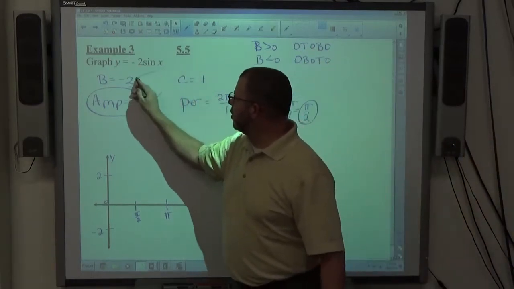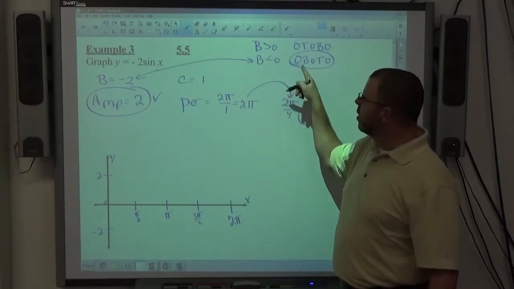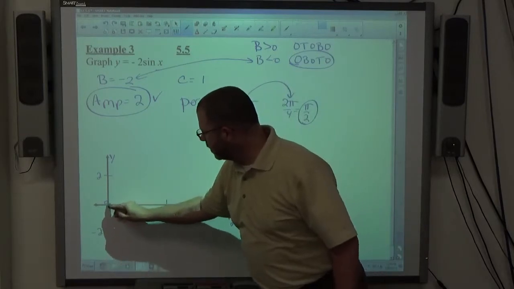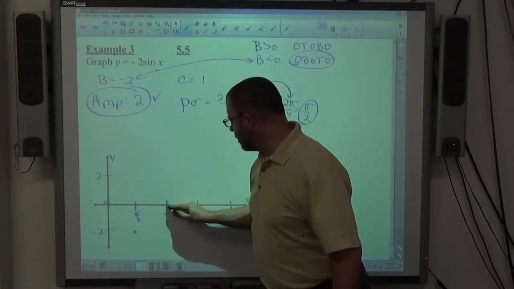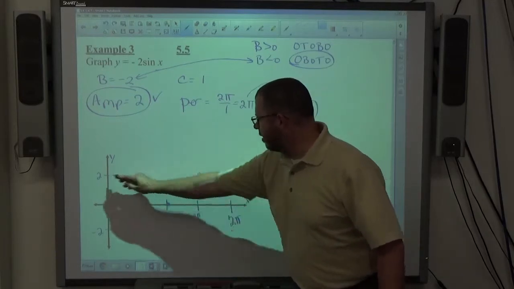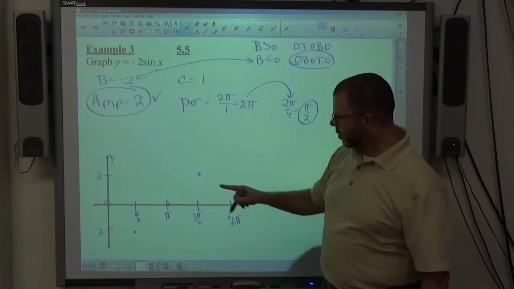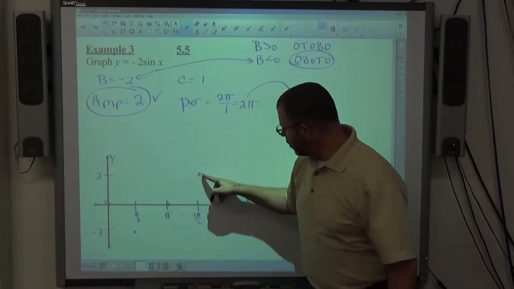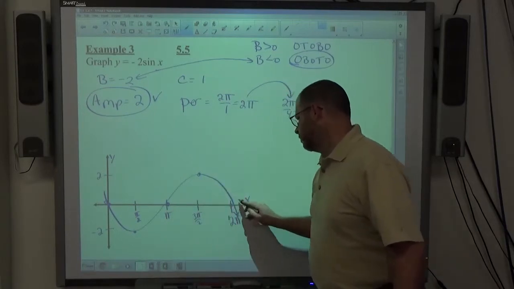I can see B's original value is -2, which puts it less than 0, which means I'm going to go with that. O means middle. B means bottom, so we go where the bottom dash is. O means middle. T means top, where the top dash is. And O means middle. So 0, bottom, 0, top, 0. Connect the dots with a smooth curve. And there's our graph.